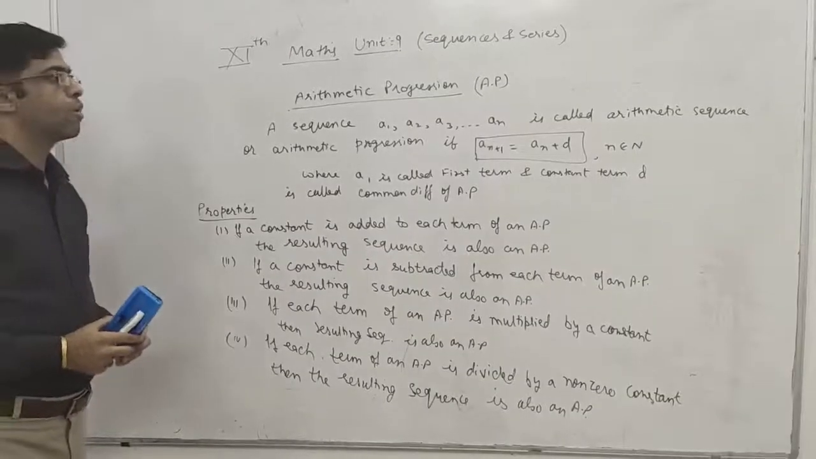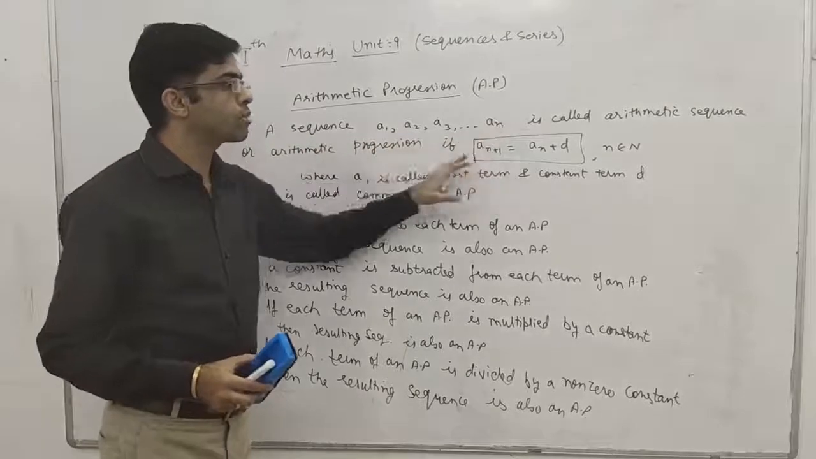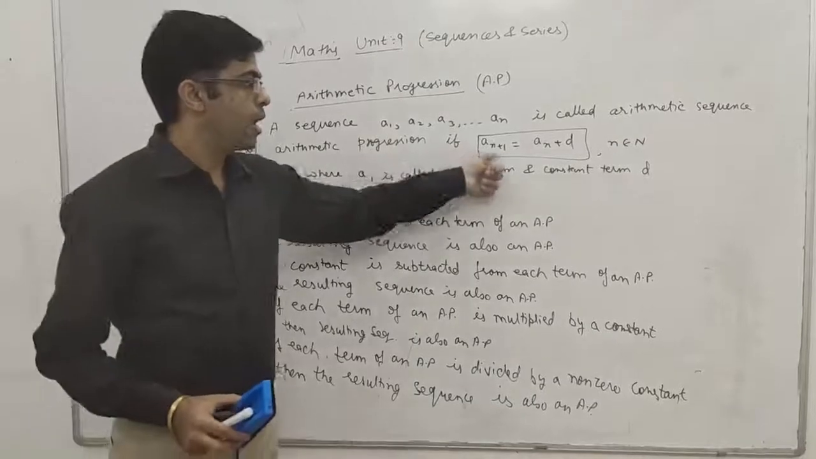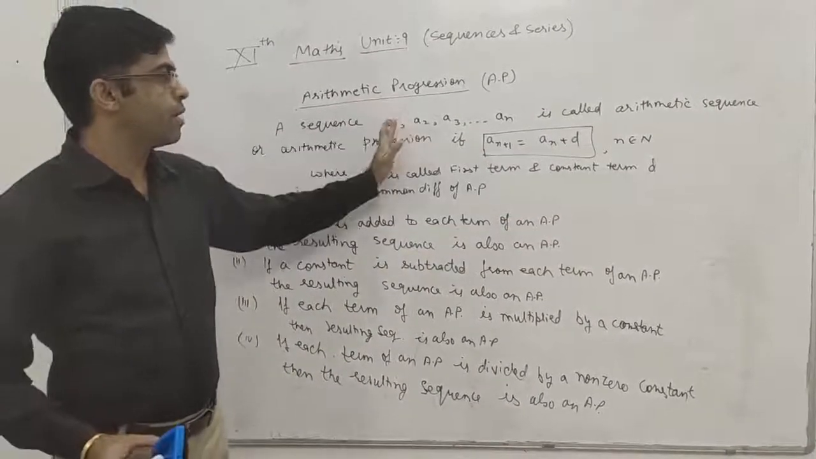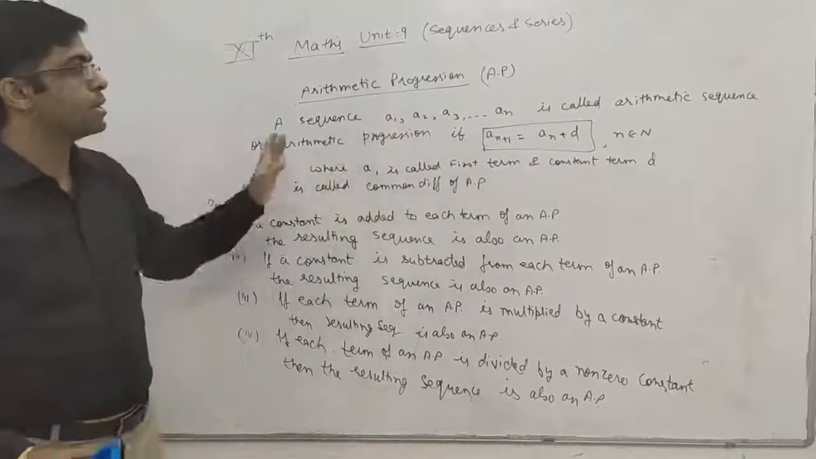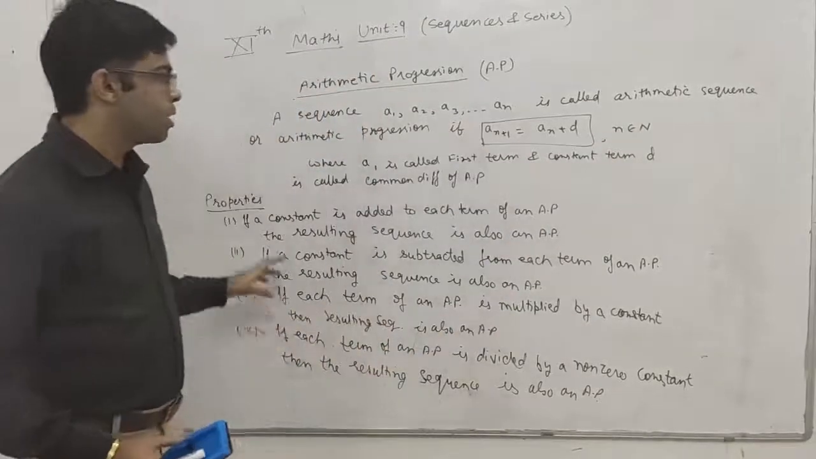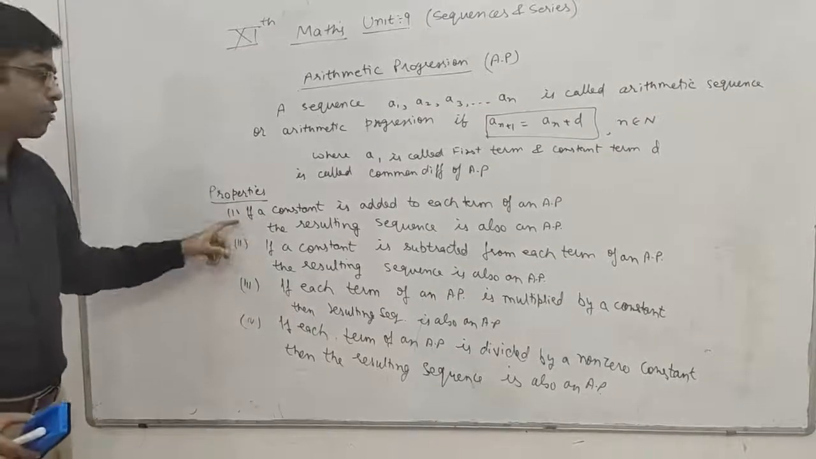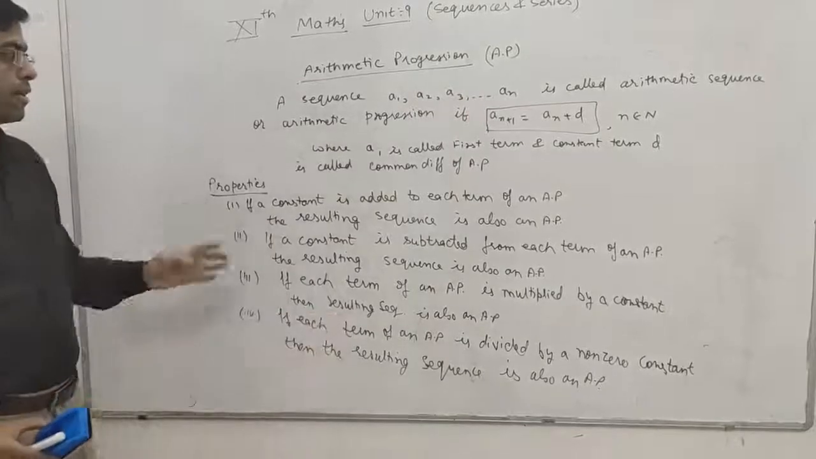Now let's recall about AP. A sequence A1, A2, A3 up to AN is called an arithmetic sequence or arithmetic progression if A(n+1) is equal to An plus d, meaning if to each and every term we add the common difference, we will get this AP. Here n belongs to the natural numbers. A1 is the first term and d is the common difference. Throughout the whole sequence, the difference remains the same.